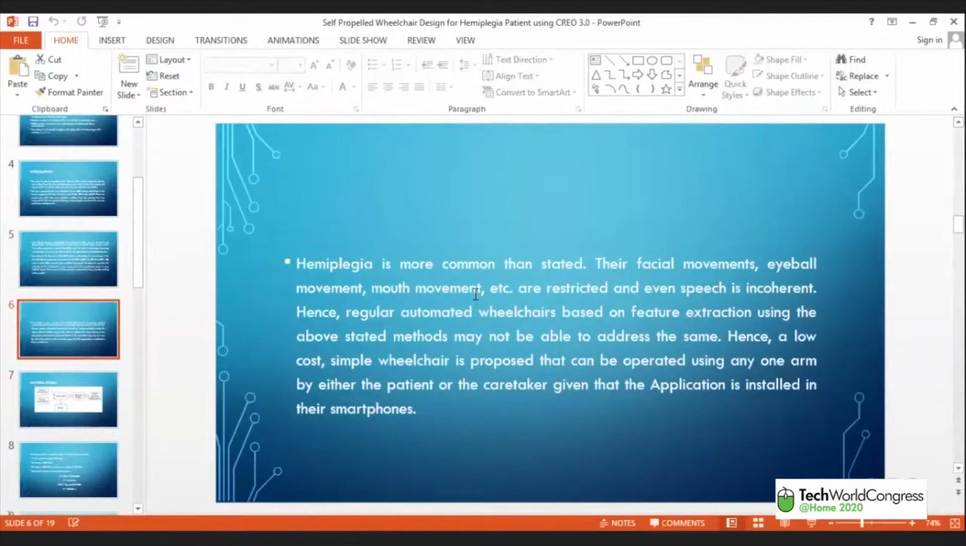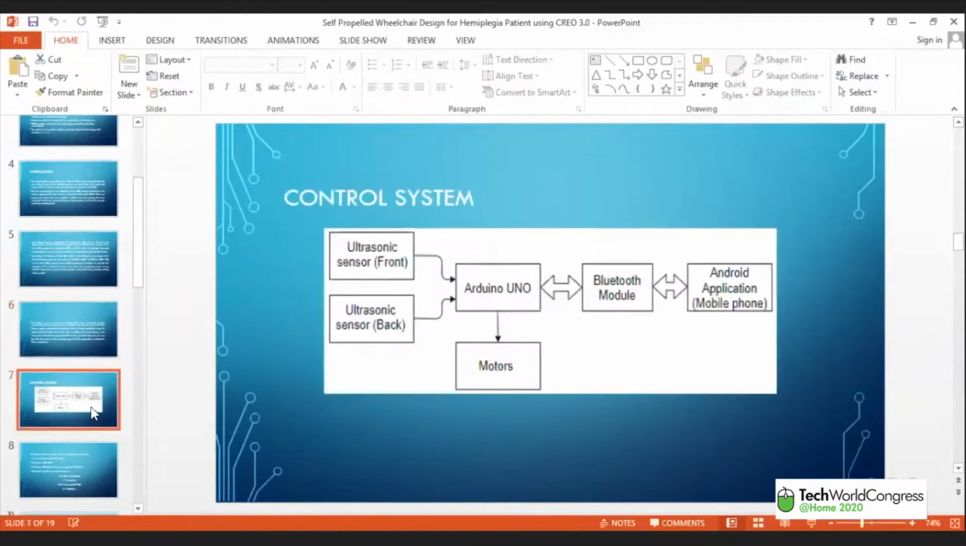The application, we made a mobile app also, and that could be downloaded into their smartphones, and with the help of that, free movement is possible. Apart from that, regular movement option is also open, right? It's not that you have to always use the app. If you want to go by physical method of pulling or pushing the wheelchair, that is also available.